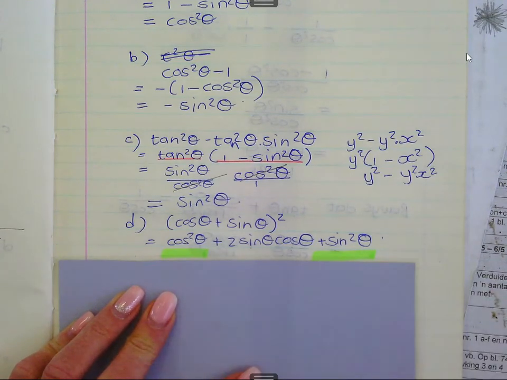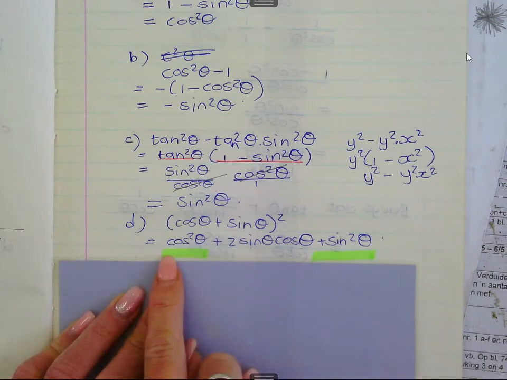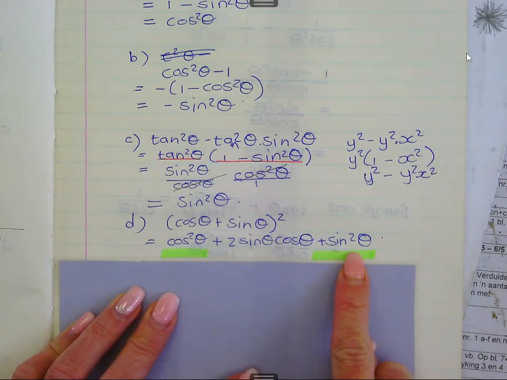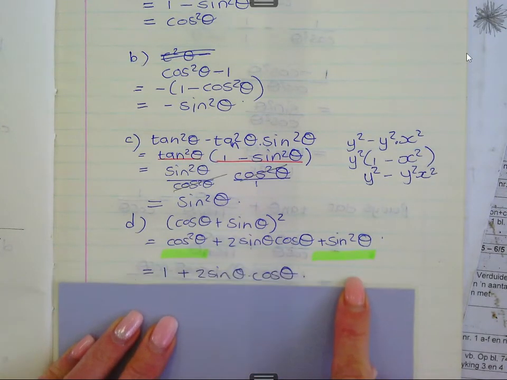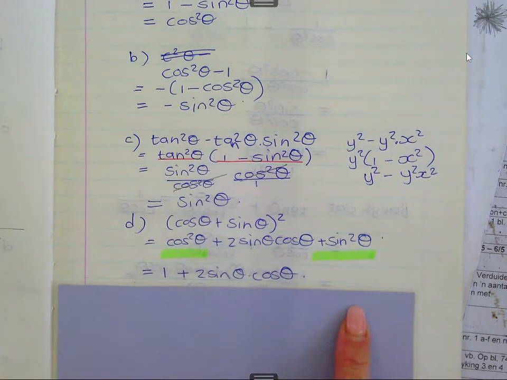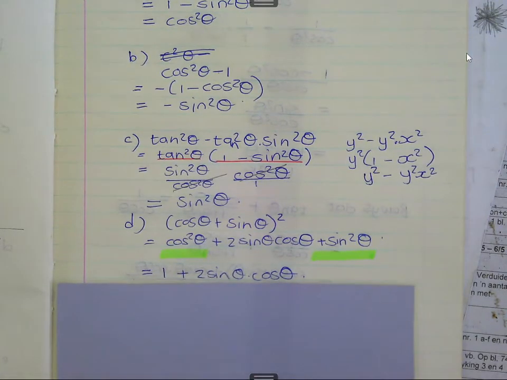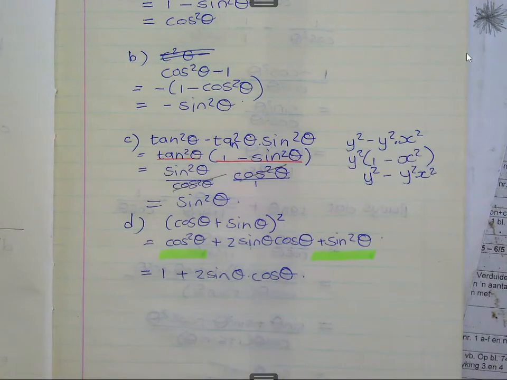They are just separated. They are still there. Cos squared theta plus sin squared theta, what is it? And then there's nothing more that you can do.